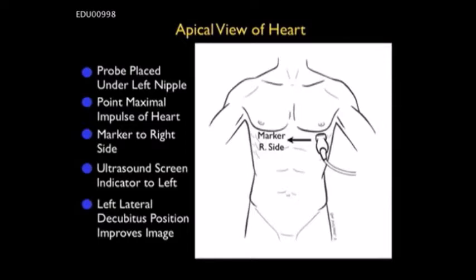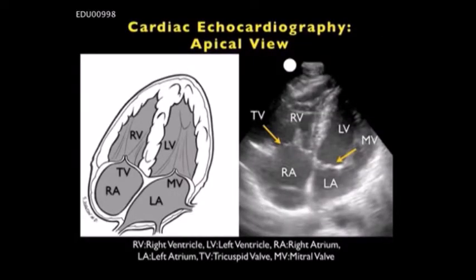The probe indicator dot will be maintained towards the patient's right side, with a caveat that the ultrasound screen indicator dot will be positioned to the left. This is the cardiac anatomy as seen from the apical window. Note that the probe is much closer to the ventricles, therefore the left ventricle will be to the right of the screen and superficial, the right ventricle to the left and superficial, and the atrium further away.